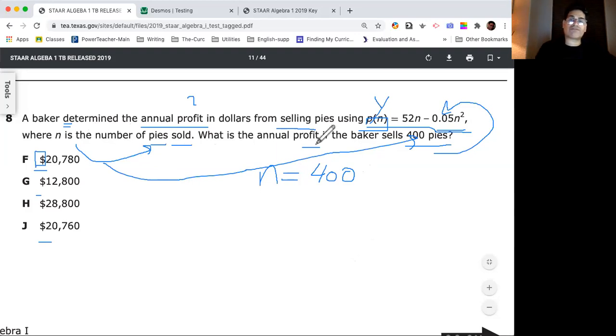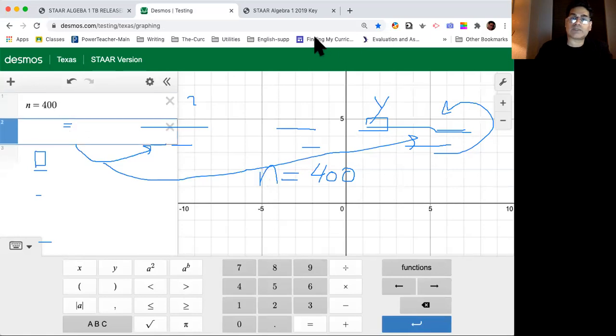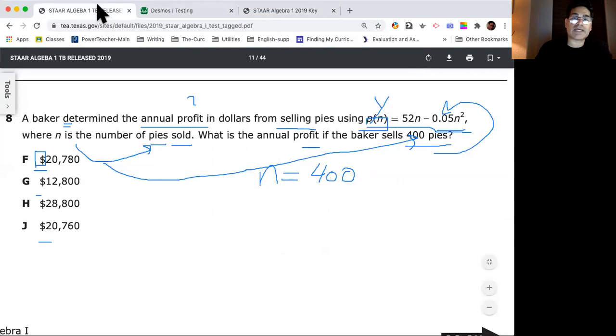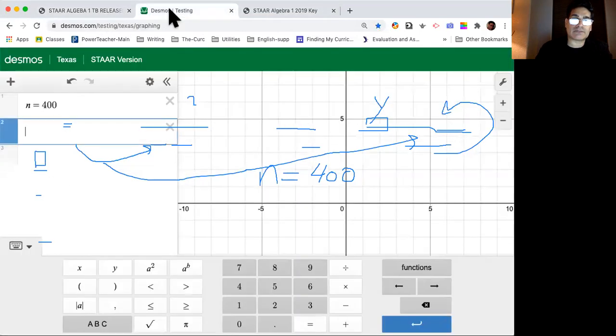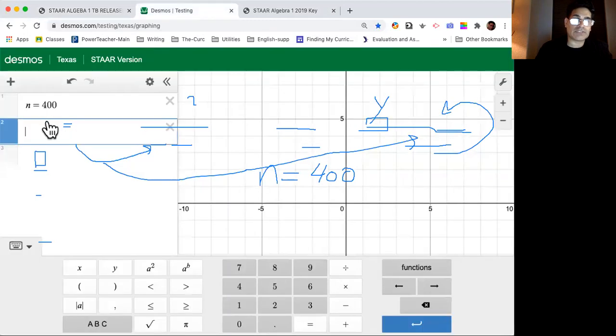N equals 400. In fact, I could have it on a scratch paper, or I could just go to my Desmos and make some scratches. N equals 400. Okay. All right. And I'm looking for one of these numbers. We also have this formula here. This formula goes into here, and make sure you type it correctly, right?